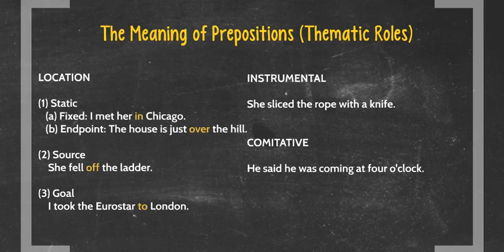Committive. These are really like the time things. He said he was coming at 4 o'clock. Okay, so precisely around 4 o'clock, by 4 o'clock. They're committive. You're committing to that time location. So location, static, source, goal, instrumental, and committive.